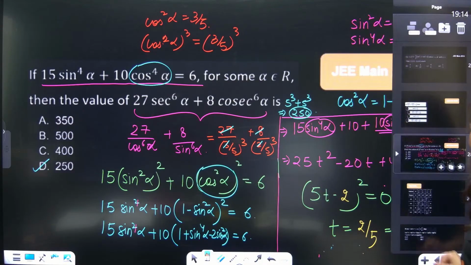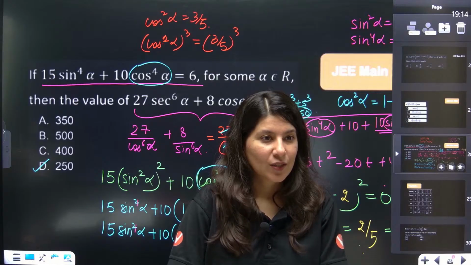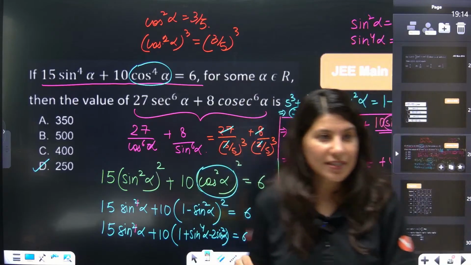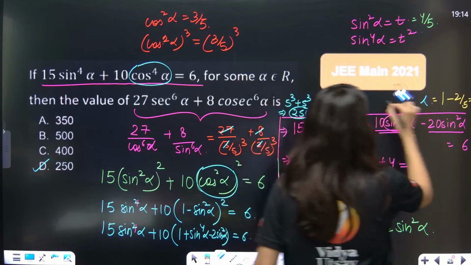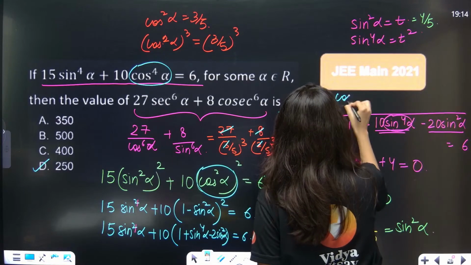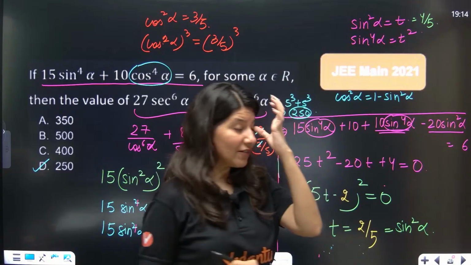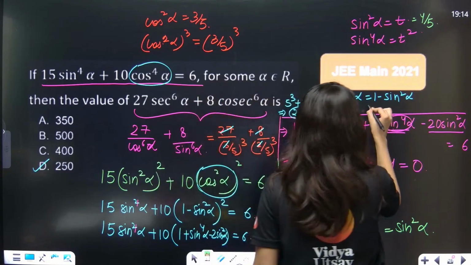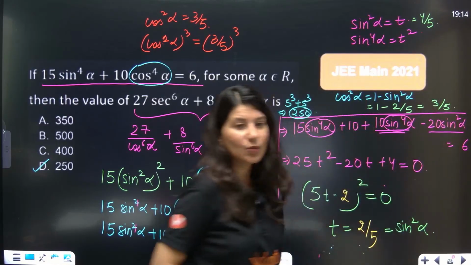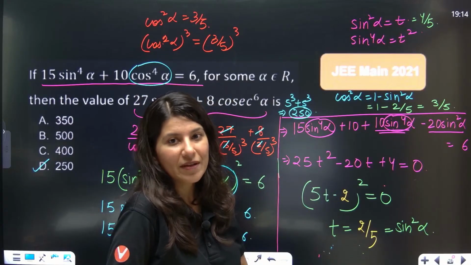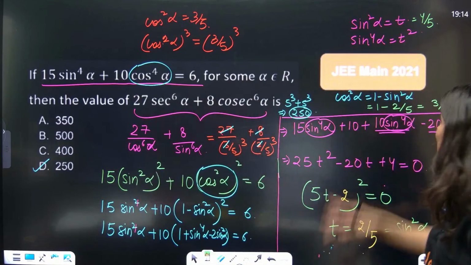Okay, now you will be surprised to know one very interesting fact, by the way. One student is asking, Kushal Kumar, how 3 by 5? Okay, tell me, Kushal, cos square alpha is 1 minus sin square alpha? Yes, ma'am. Now, what is sin square alpha, Kushal? Ma'am, it is 2 by 5. So just put 2 by 5 in place of sin square alpha. 1 minus 2 by 5. Do the math. Basic math. 1 minus 2 by 5 is what? 3 by 5.